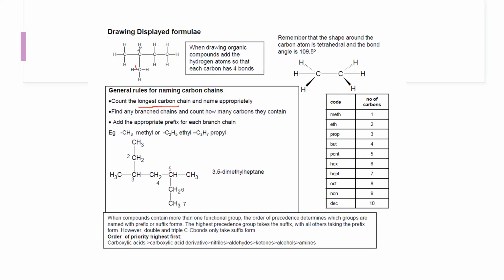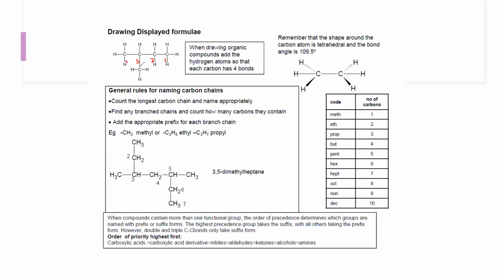But if I count from here 1, 2, 3, 4, so maximum 4 are there. So any way I can count. So first we select the longest carbon chain, and then the numbering should start from the nearest branch. So if I count from here 1, 2, 3, 4. And there's also another way I can count these carbon atoms. I can count as 1, 2, 3 and 4.